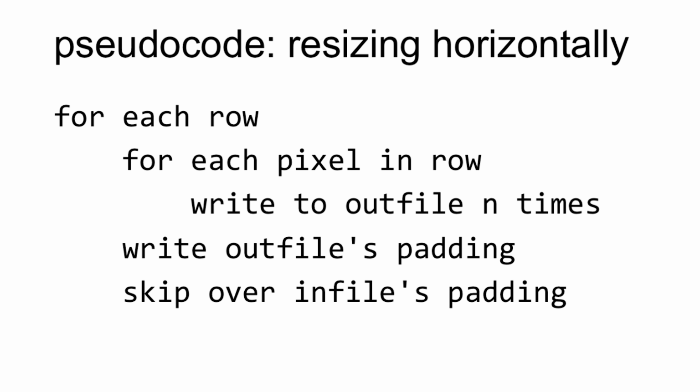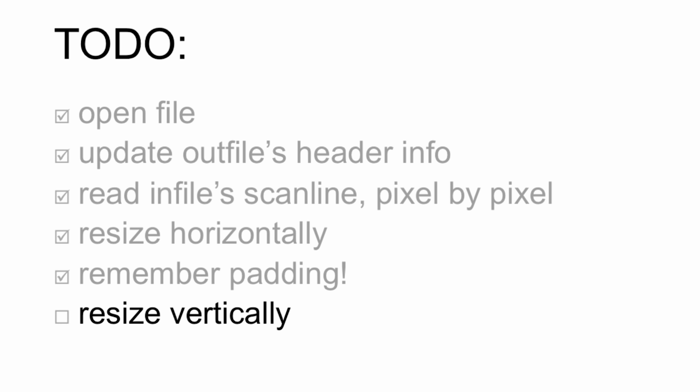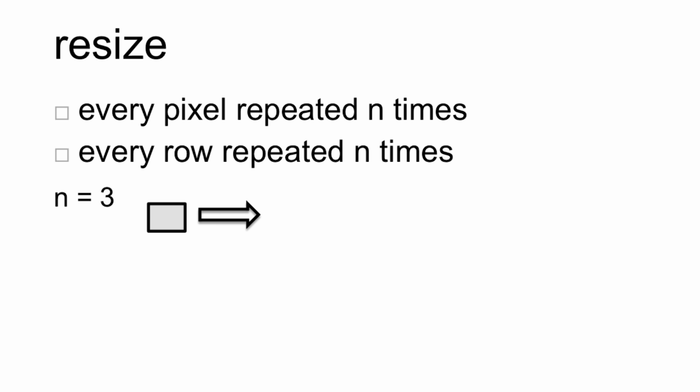Try to see if you can implement resize by simply stretching by n horizontally first. Then we can move on to resizing vertically. In resize, every pixel is repeated n times. That's the horizontal resizing component. But then every row is also repeated n times.